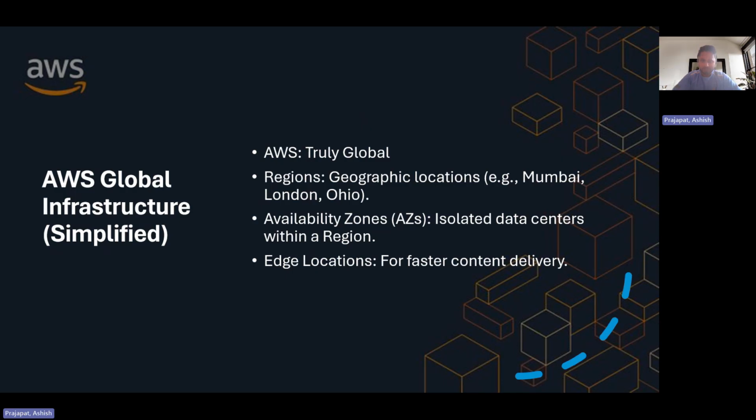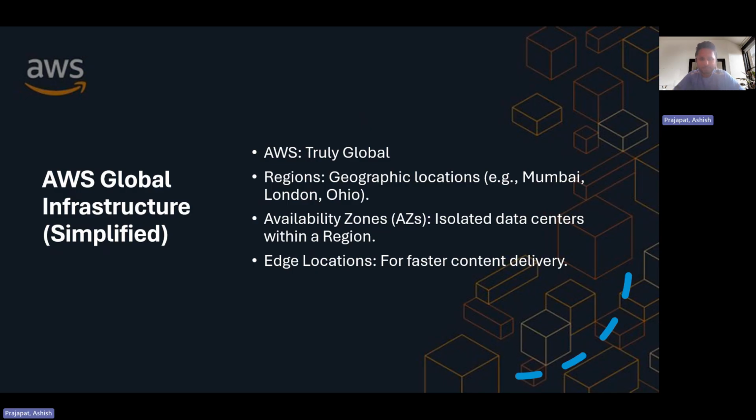Then there are edge locations. Edge locations are a subset of availability zones. You can say these are for a faster content delivery network. The usage of edge locations is for reducing the latency further for faster content delivery.